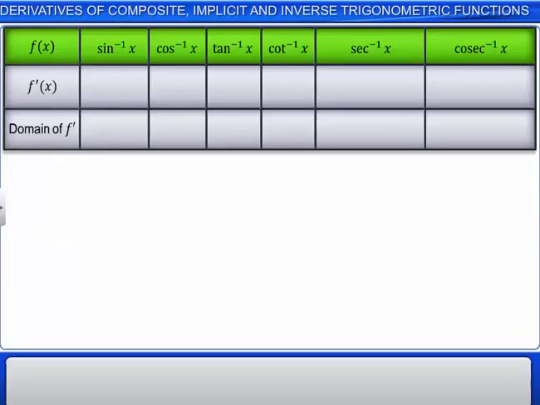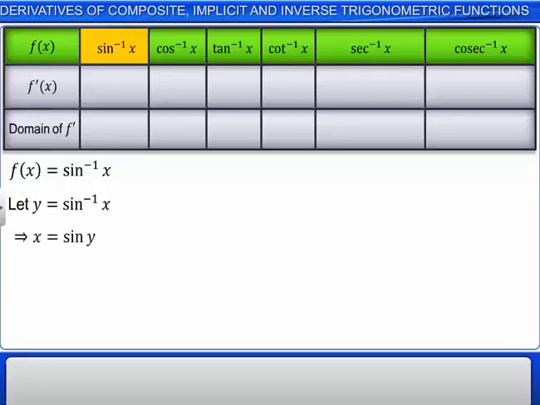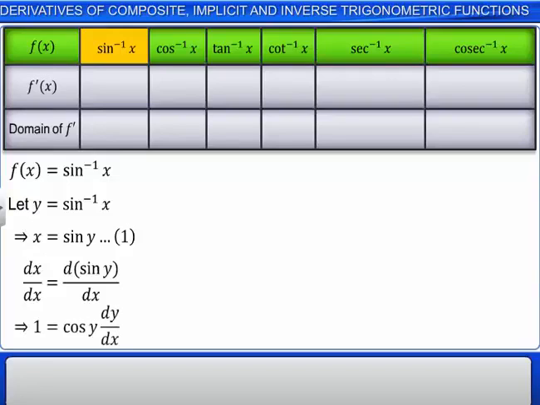Now, let's find the derivatives of inverse trigonometric functions. Beginning with the function f of x is equal to sine inverse x. Let y be equal to sine inverse x. This can also be written as x is equal to sine y. Let this be equation 1. Now, let's differentiate both the sides with respect to x. Using the chain rule, the derivative of sine y with respect to x is equal to cos y into dy by dx.